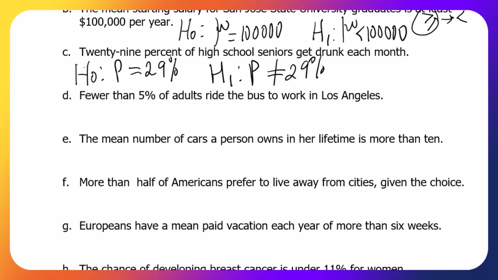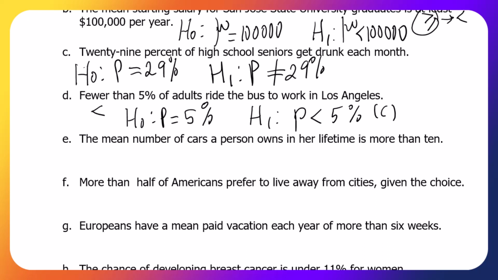Okay, next one. Fewer than 5% of adults ride the bus. Fewer, guys, means less than. So less than has to be in the alternative. And since this is about percent, put P less than 5%. This is where the claim is. And H0, again, it's always the equal sign.